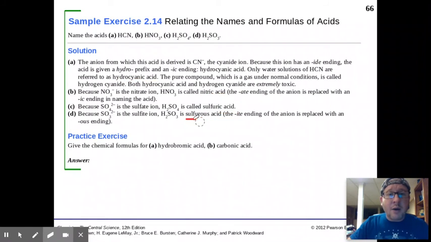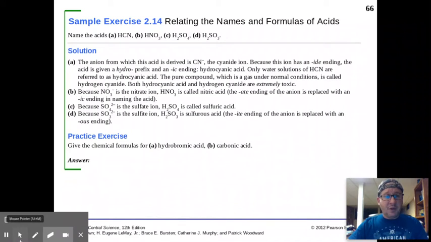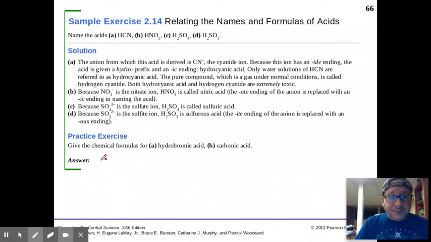And now we're going to go the other direction. We're going to try to guess the formula of the acid when we are given the name. So we're taking the rules of the names for acids and going in reverse now. Okay, so let's look at A.